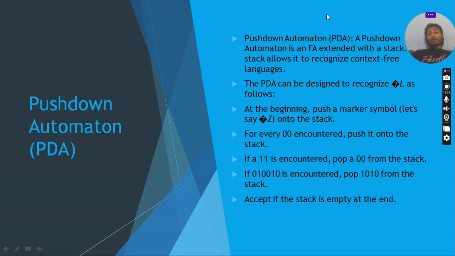What is the pushdown automaton? Pushdown automaton is another type of automaton. It is an FA extended with a stack. The stack allows it to recognize context-free languages. The PDA can be designed to recognize the language as follows. These are the basic things we need to know about the pushdown automaton. You can read it later; it is important, but it will consume time, so I'll skip it.